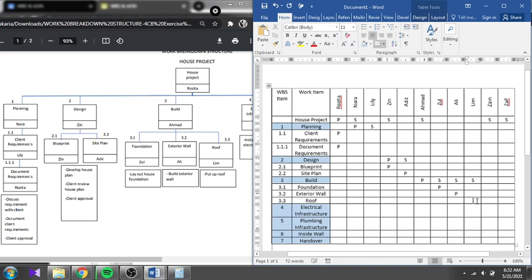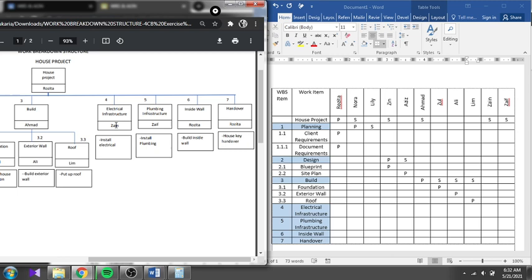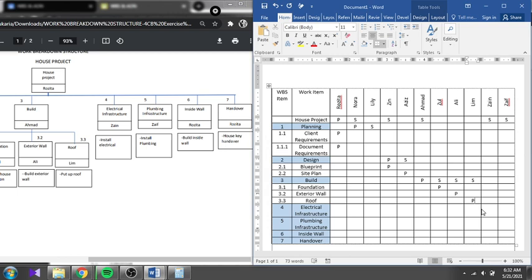Okay, the rest I think is very easy. There is no support for 4, 5, 6, 7, so we just put P for Zain and Tini. Plumbing is Zive as P. Inside wall is Rosita as P.